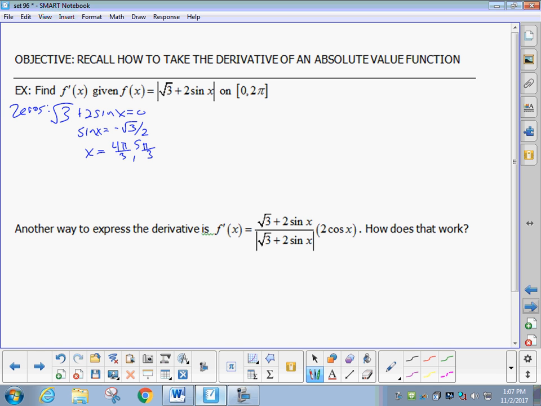Okay. In terms of where it's normal and where it's flipped, I would need to then figure out where root 3 plus 2 sine of x is positive or negative. It's positive there, and then negative, then positive. Did you actually sign test, or you're just using the graph? You did not sign test that. I did too. What value did you plug in? I did 3 pi over 2 for the middle one.